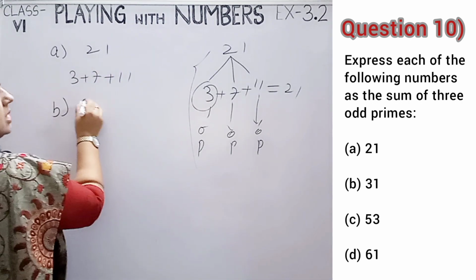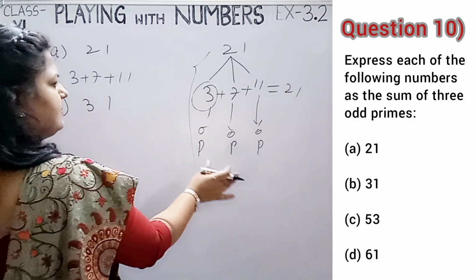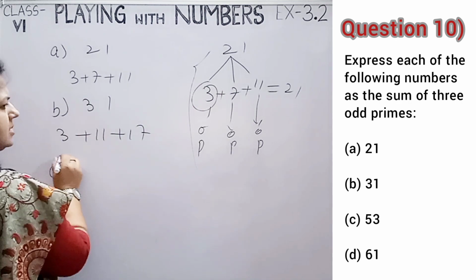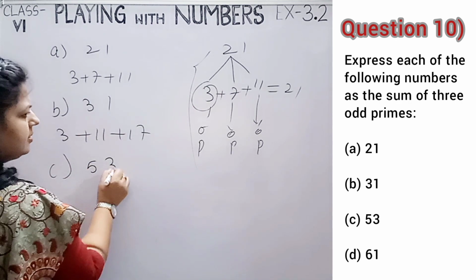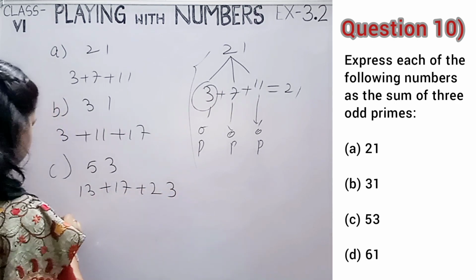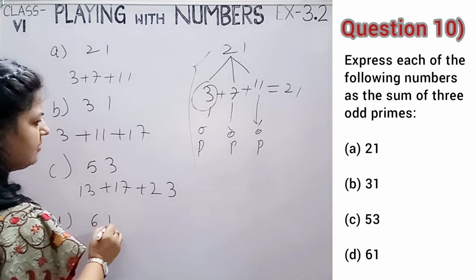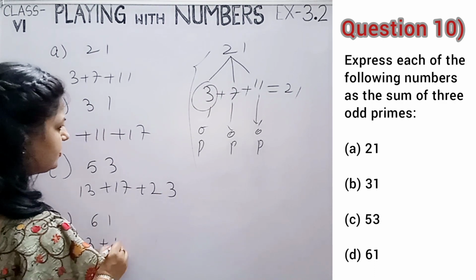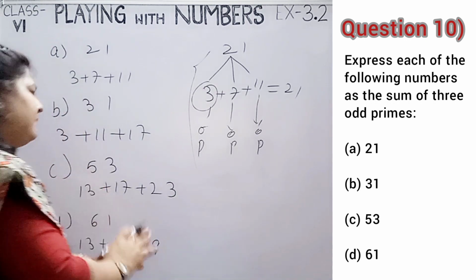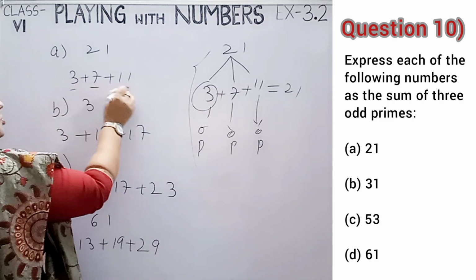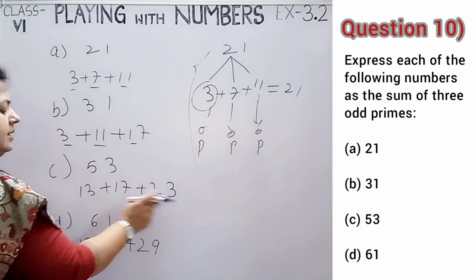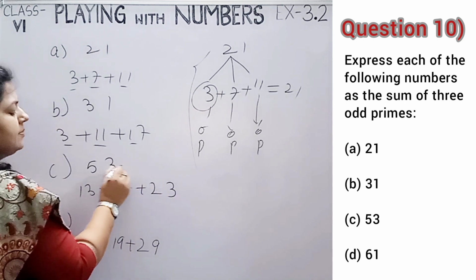B part, 31. Again we have to follow the same procedure. So 3 plus 11 plus 17. Now C part, 53. 13, 17 and 23. D part, the question is 61, and we are breaking it into 13 plus 19 plus 29. So here we have to remember that these numbers should be prime numbers and odd numbers, and after adding these numbers we have to get the number back.